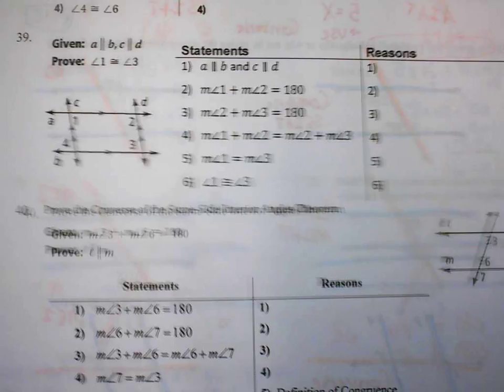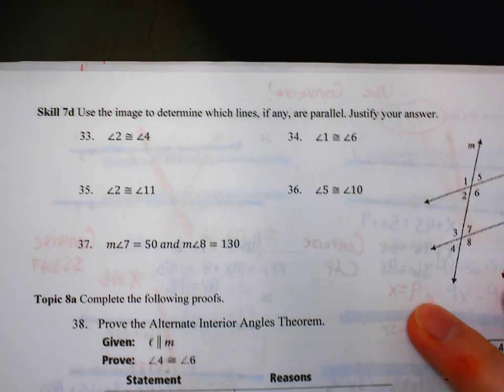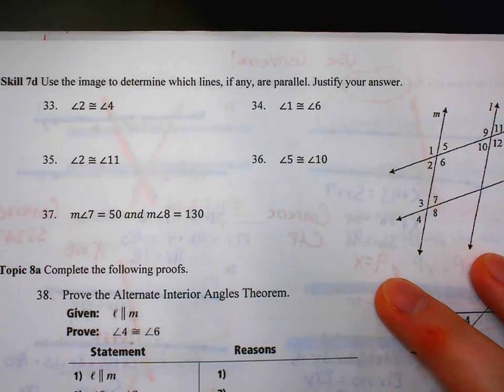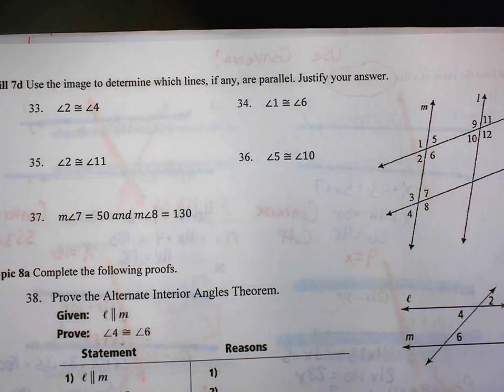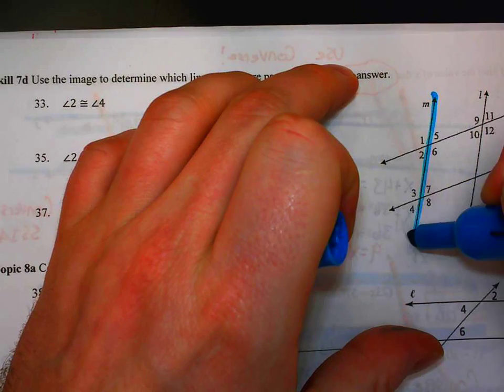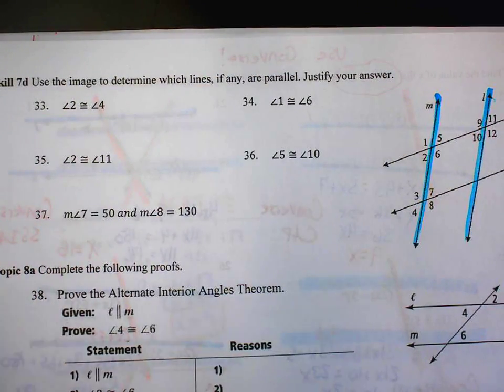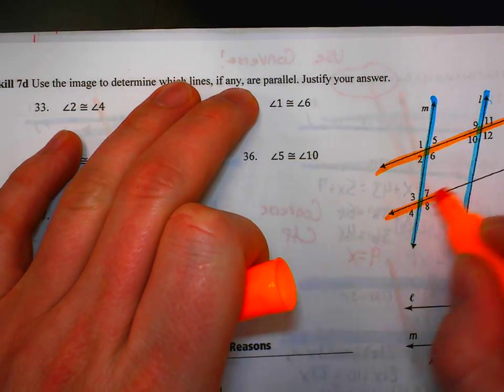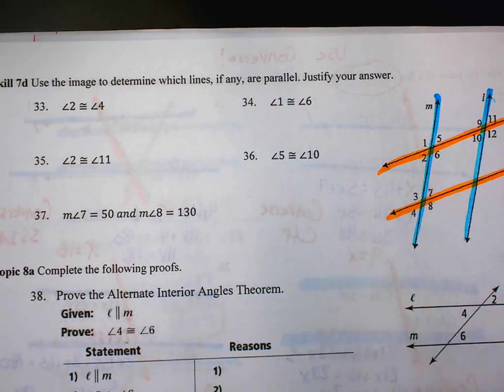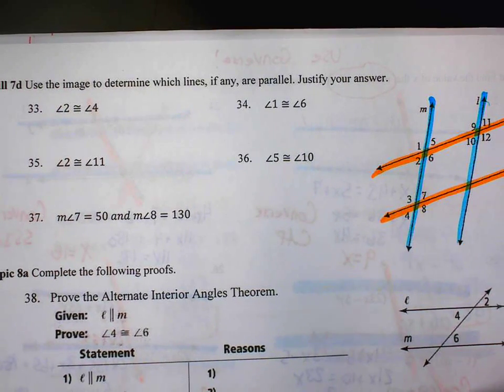Skill 70. Use the image to determine which lines, if any, are parallel. Justify. I will take the same trick for these that I did on the first page. Highlight my two sets of parallel lines, or should I say potentially parallel. And then for each question, I'll just cover up the lines that I'm not using.